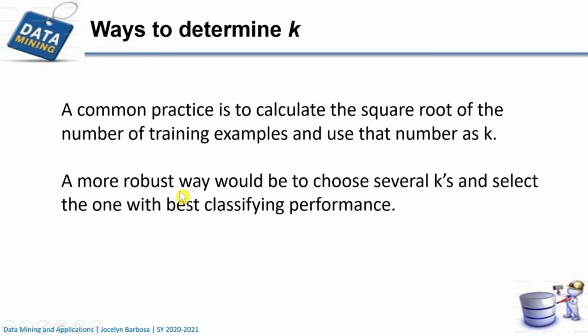A more robust way would be to choose several K values and select the one with the best classifying performance. There are some other approaches or strategies for us to make sure that accuracy and other performance measures will not be sacrificed.